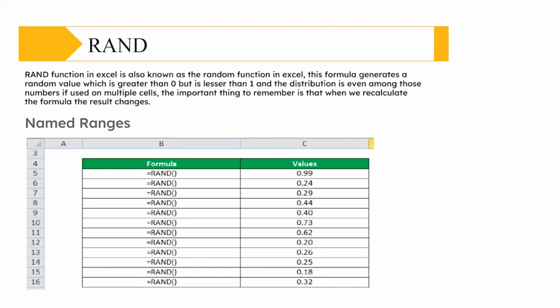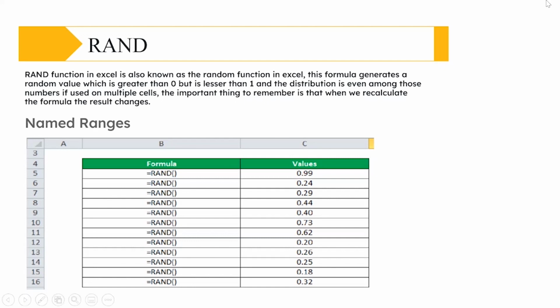Array ND. Now, what is this RAND function? The RAND function in Excel is also known as the random function. What does this do? This formula generates a random value which is greater than 0 but lesser than 1, and the distribution is even among these numbers if used on multiple cells. The important thing to remember is that when we recalculate the formula, the result will change.